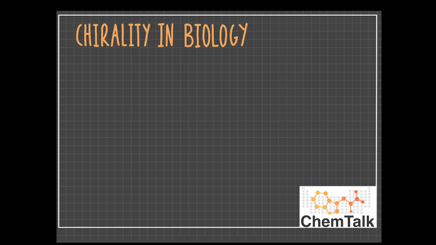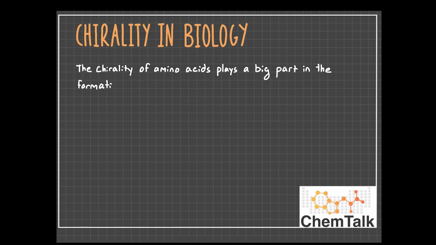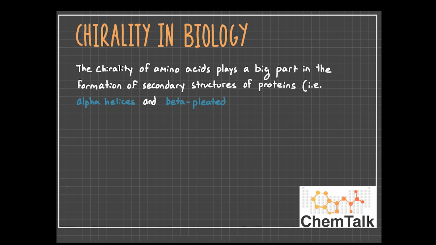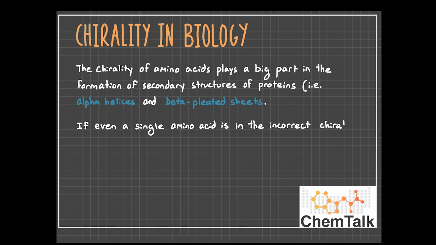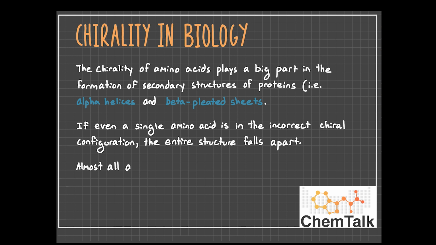What does chirality have to do with biology and biological systems? Chirality can be seen in lots of places throughout biology and medicine, but today we'll look at its impact on amino acid formations. The chirality of amino acids plays a big part in the formation of secondary structures of proteins, such as alpha helices and beta pleated sheets. If even a single amino acid is in the incorrect chiral configuration in one of these structures, the entire structure falls apart and will not hold. Chirality plays a key role in every protein in our body, as almost every amino acid is a chiral molecule.